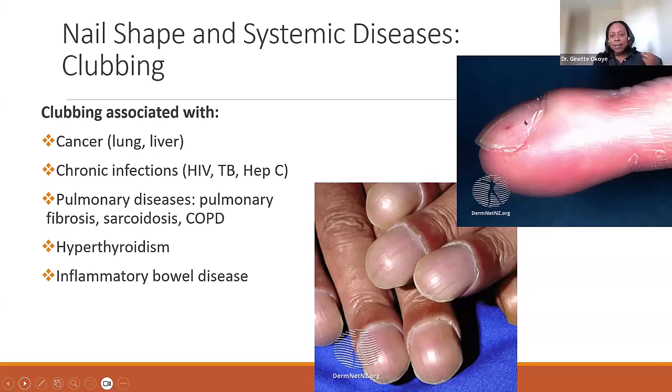In the setting that I've seen clubbing, mostly it's pulmonary, COPD and lung cancer. Those are the two cases that I worked up and found these diseases, so they are really burned into my brain. But inflammatory bowel disease and hyperthyroidism are also on the list, have been reported with adult onset clubbing. So definitely do a review of systems. If the patient has a tobacco history, then I would be really, really suspicious that something's going on.